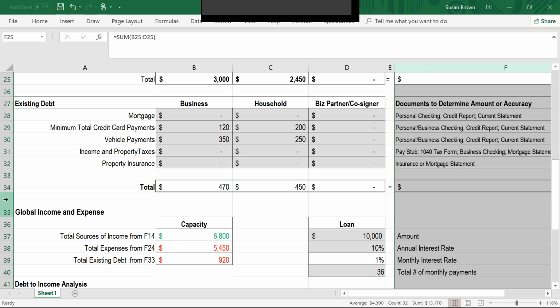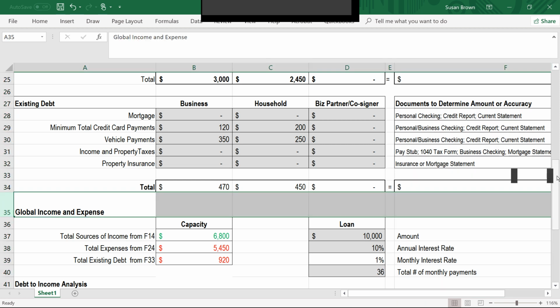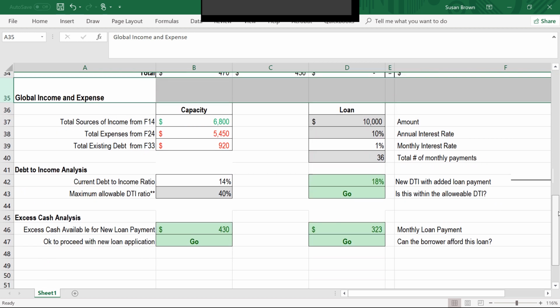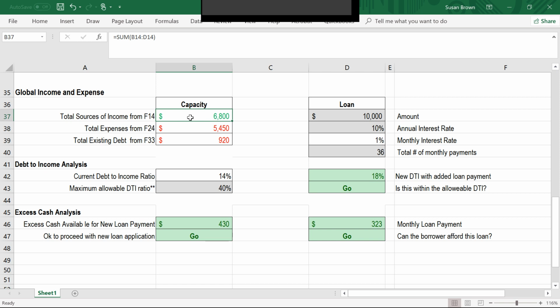So as we get down here, this is where we let Excel do a little analysis for us. So what you see here in this cell B37 is total sources of income from the above three sections, total expenses from the above three sections, and total existing debt from the above three sections. And so before I go on to analysis, what I did over here is I sort of made up what kind of loan we're looking at to see if they qualify for. So I put in that they're applying for a $100,000 loan at 10% and with 36 total payments, which is 3 years. So that's a number of monthly payments.